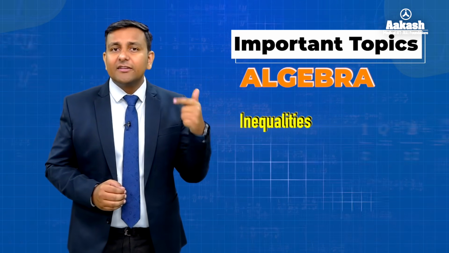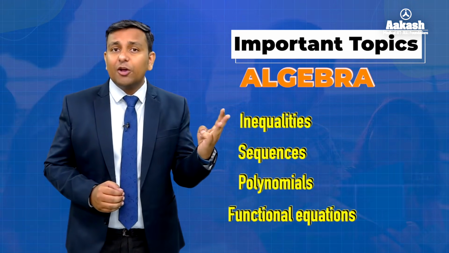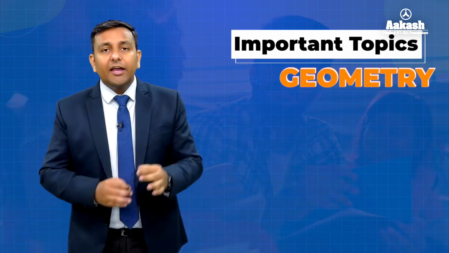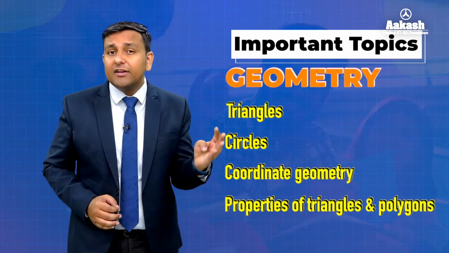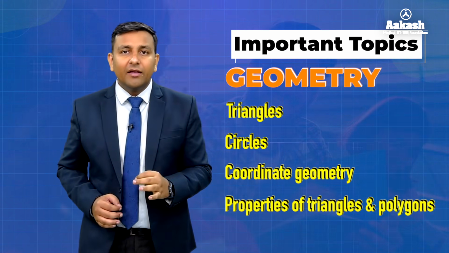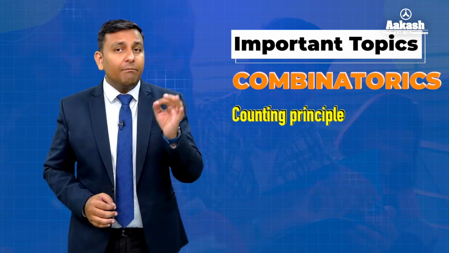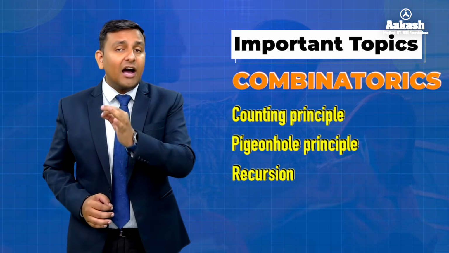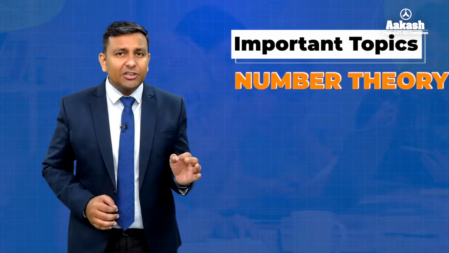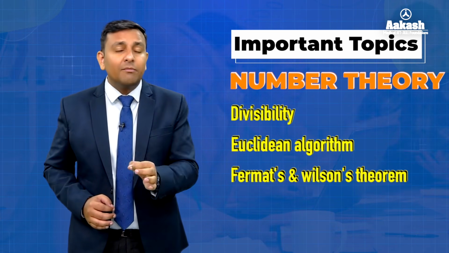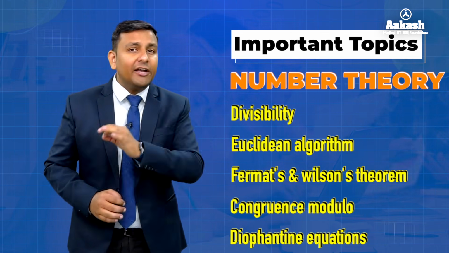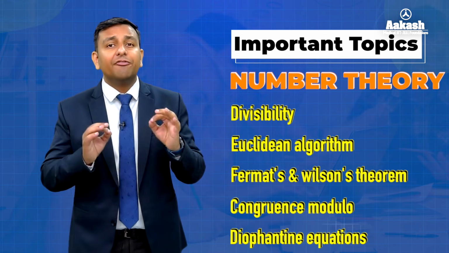Algebra: inequalities, sequences, polynomials and functional equations are very important. In geometry, triangles, circles, coordinate geometry, properties of triangles and polygons are highly recommended. In combinatorics, the counting principle, pigeonhole principle and recursion are very important. And in number theory, divisibility, Euclidean algorithm, Fermat's and Wilson's theorem, congruence modulo and Diophantine equations are highly recommended for RMO 2025. So that's the quick guide for RMO 2025.